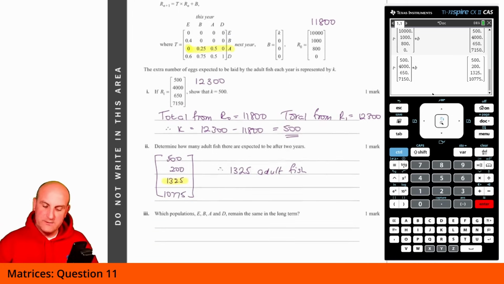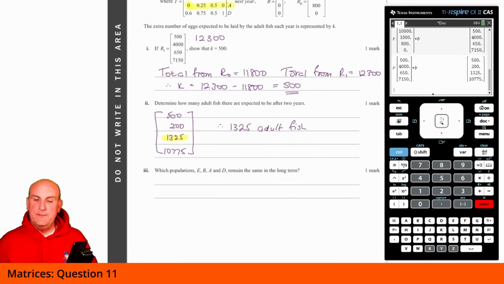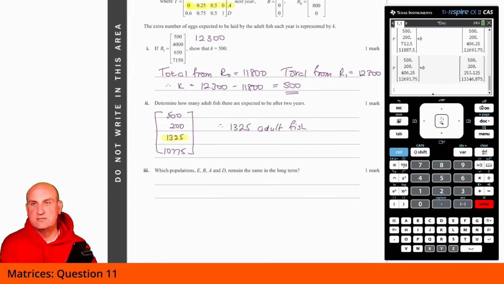Now, love this question. Which populations, E, B, A, and D, remain the same in the long term? Now, what lots of people tend to do with this question is go, well, I'm just going to raise T to a high power and multiply. Well, that's not going to work here anyway. So what I want you to do is notice that I'm just going to keep hitting enter on my calculator.